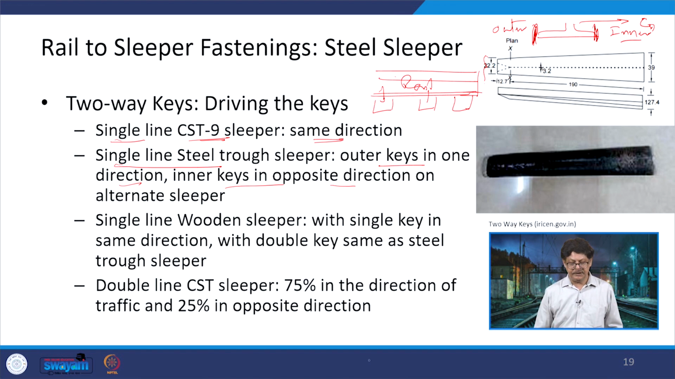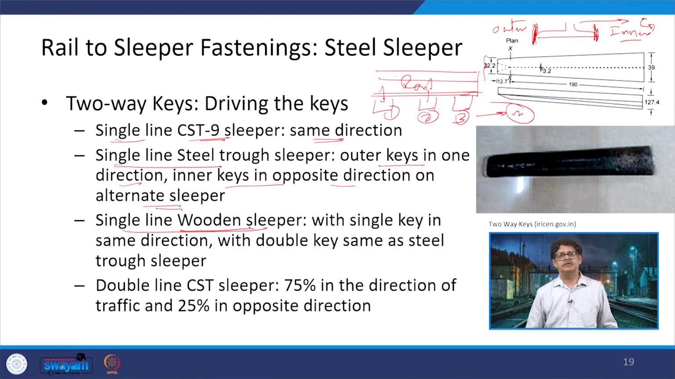So, in the case of outer keys in one direction, inner keys are in the opposite direction on alternate sleepers, one by one. So, if it is 1, 2, 3 and so on to n. Single line wooden sleepers, if we have wooden sleepers in which we are using these two-way keys, a single key is in the same direction and the double key is the same as a steel trough sleeper. So, the way we have talked here, it has to be done on alternate sleepers, in the opposite direction with respect to inner and outer key.